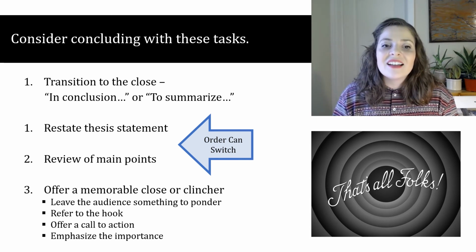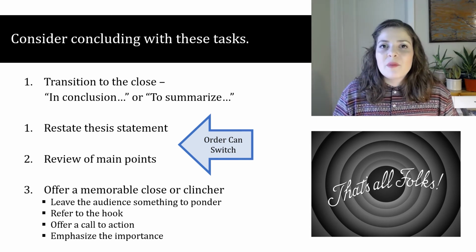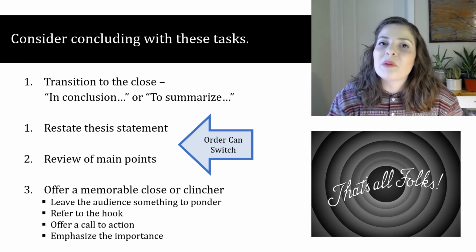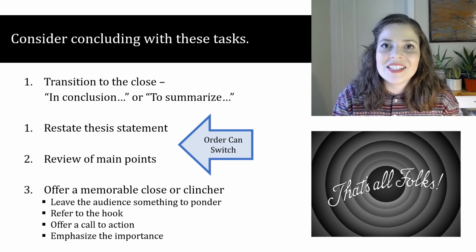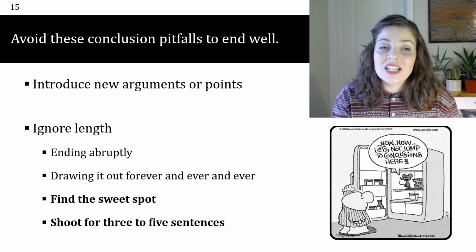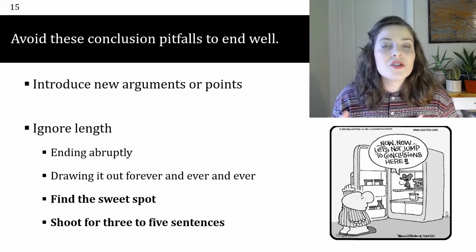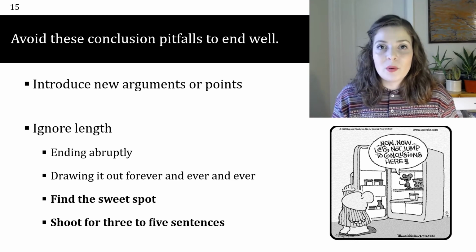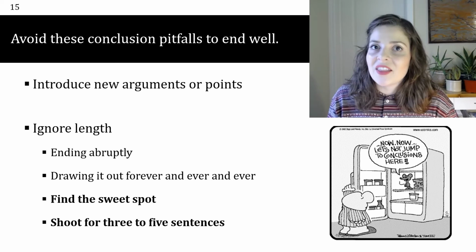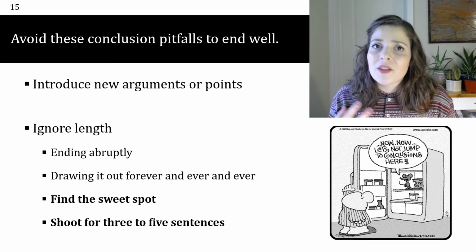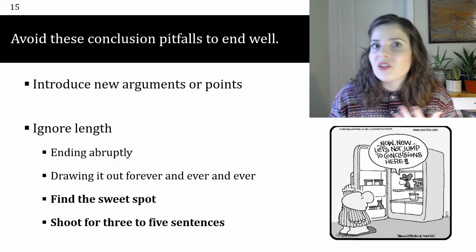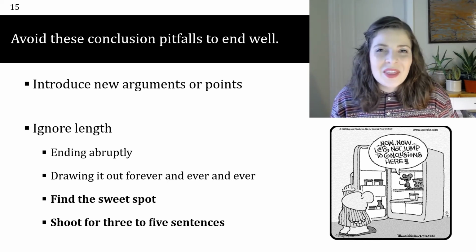So having that kind of memorable close or clincher, it provides closure, and I like to say it ties your presentation or your paper off with a bow and sends your audience off on a positive note. There are a couple of pitfalls for conclusions, and the biggest one is introducing new arguments or points. So we don't want to all of a sudden bring up a topic that the audience hasn't heard anything about throughout our presentation. That's going to throw them off and make them think that there's more coming, or you're going to not have a complete argument or thought at the very end.